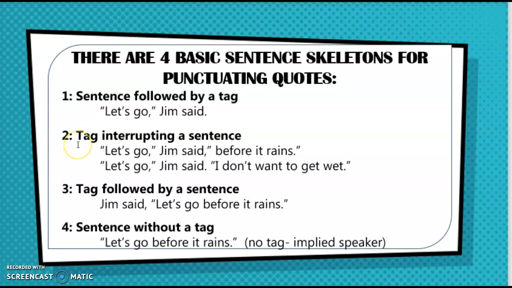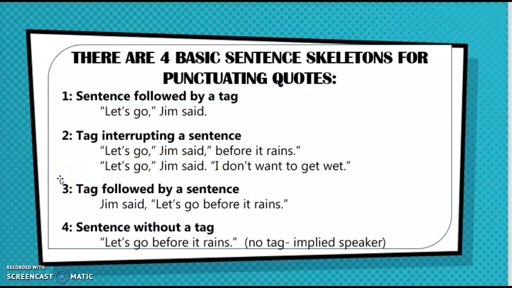The second one you often will see is when a tag interrupts a sentence. In this example, "Let's go before it rains." This is one big sentence, but the tag is interrupting it. So I say, "Let's go," comma, end quote, Jim said, comma, "before it rains." I use a comma after Jim said because this is going to finish my sentence, and then I put the period inside the quotes.